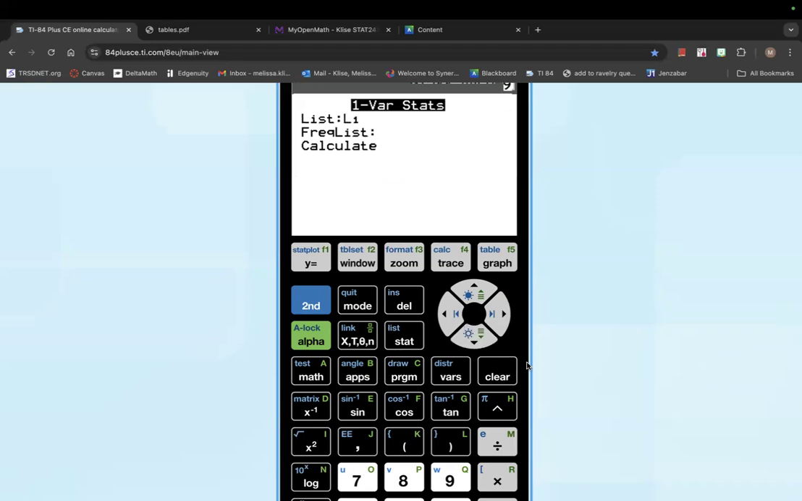I'm just going to write these down. My mean, my X bar, is 36.8. And my standard deviation, this is a sample, so I'm going to use 2.92.